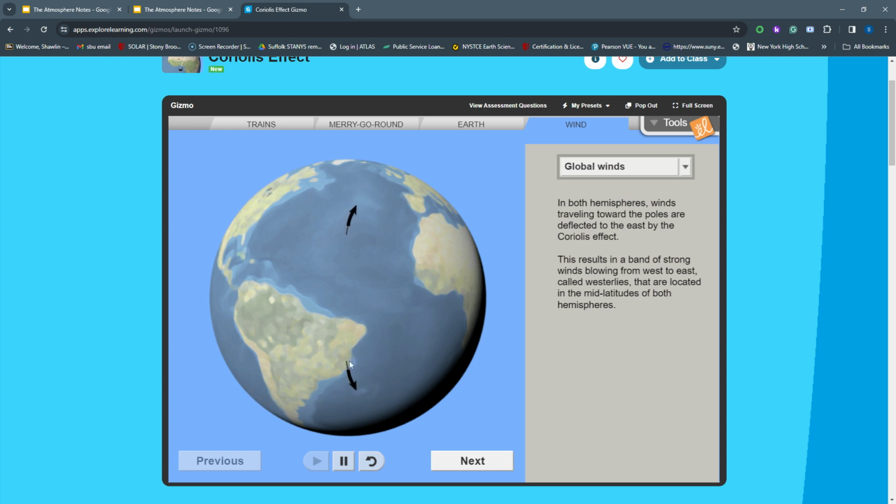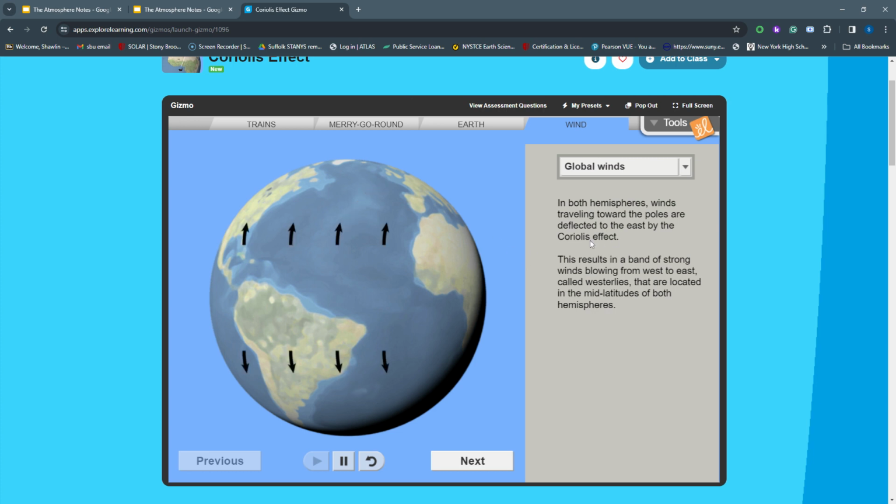So if you were to point yourself towards this southern area, you would see that the winds are actually curving to the left side in relation to which way the arrow is going. Over here, the arrow is trying to go this way, but the winds are curving towards the right side of the arrow in the northern hemisphere. And that actually happens all over the world.